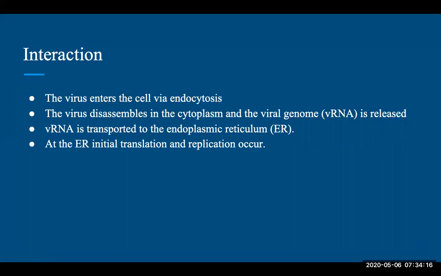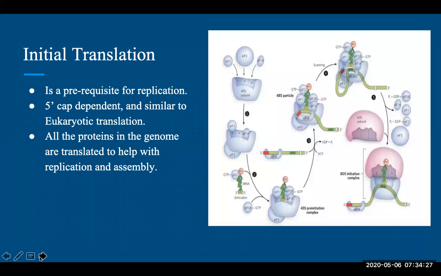So once the viral genome is released, it is then transported to the endoplasmic reticulum, where the initial translation and replication occur. This initial translation is quite important because it is a prerequisite for replication to start, because the virus needs its proteins to assist in regulating the replication cycle. So here, like I said, the three structural proteins get translated, and those are really needed until assembly is ready to begin.